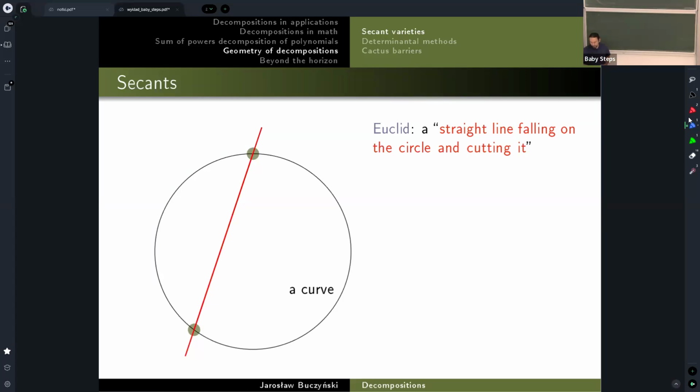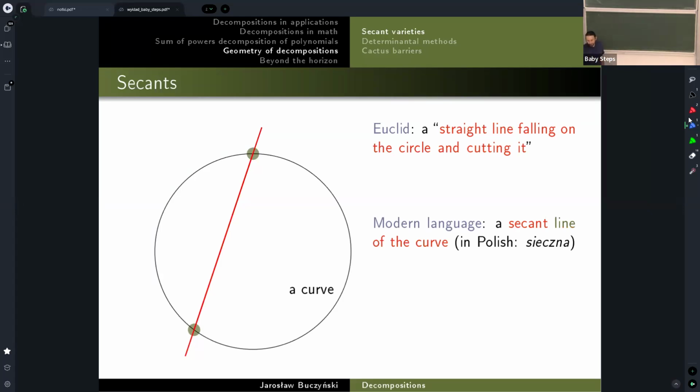Then let's focus on what a secant is. Euclid called it a straight line falling from a point on the circle and cutting it. This was more or less the way that Euclid called it in his books. In modern language, this would be a secant of a curve on a plane. And I would like to stress that it's also a secant line of the curve in this case. So yes, in Polish, this is called sieczna. I know it might be confusing for some people who have never seen the English name.